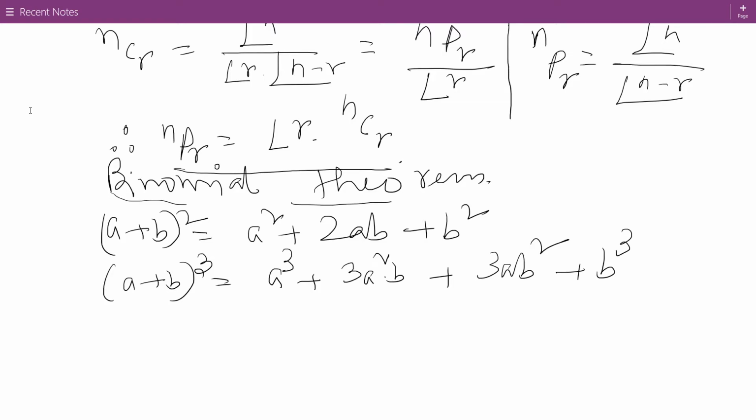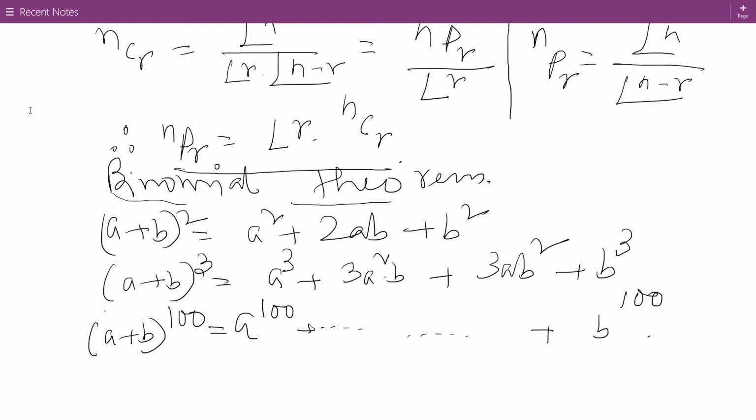Now if you express A plus B whole to the power 100, then the total terms are 101. If 100 is the power, the total terms are 101. If the power is 3, the first term has power 3. If it is 2, the first power is 2. Then this is 100. The first term is A to the power 100, then in between, and the end term is B to the power 100.